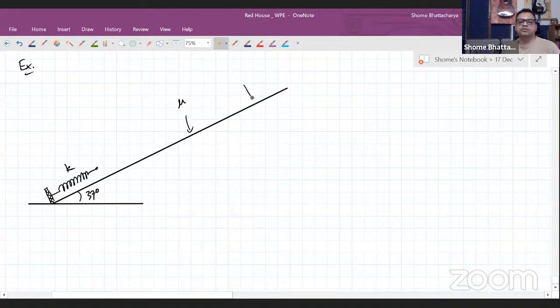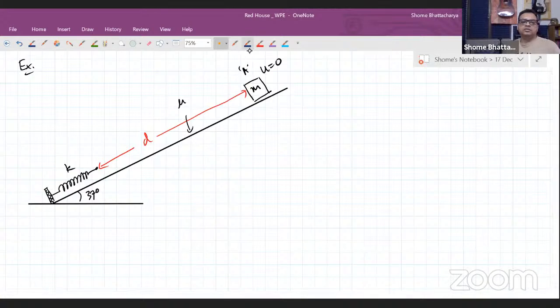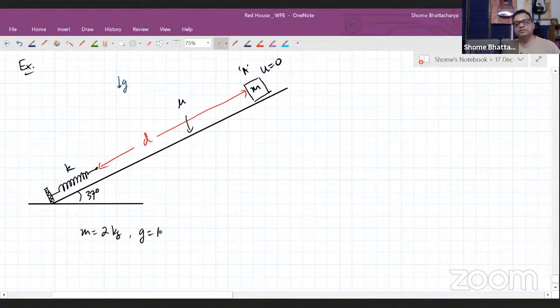Now what we're doing is a block is released from rest from this position, let's say over here. So when it is released, it is at a certain distance D from the spring. Okay. So now the data given to us in the question is like this: the mass of the block is 2 kilograms. Acceleration due to gravity we have to take as 10 meters per second squared. And the initial distance of the block from the spring is 4.8 meters.